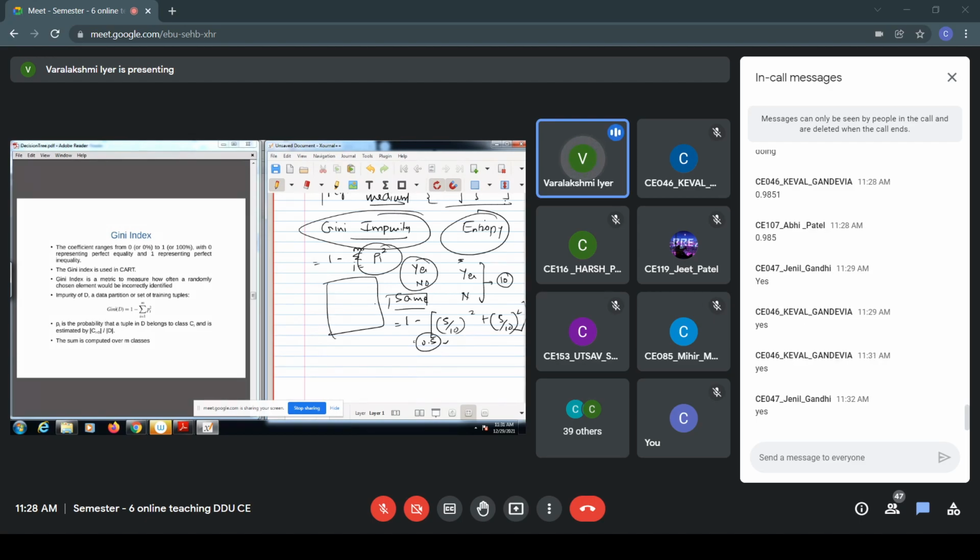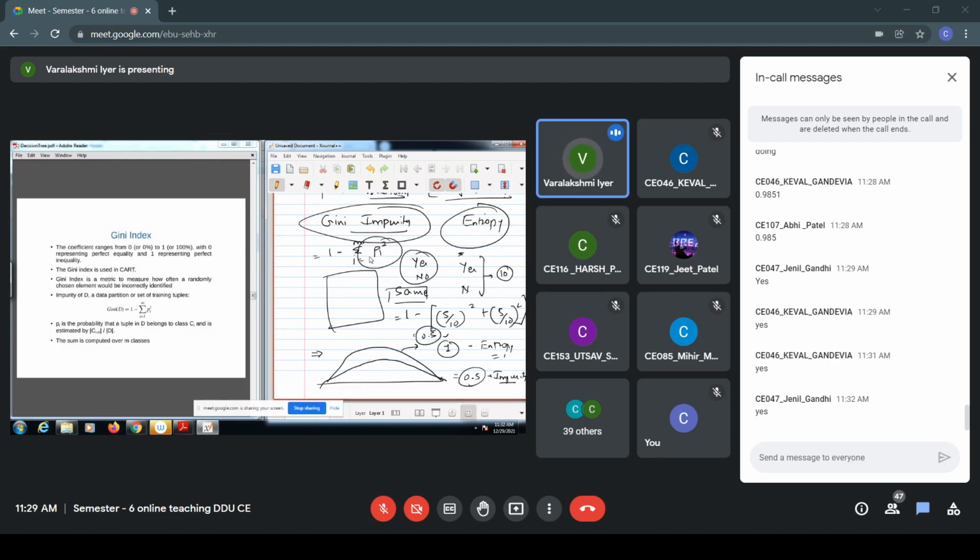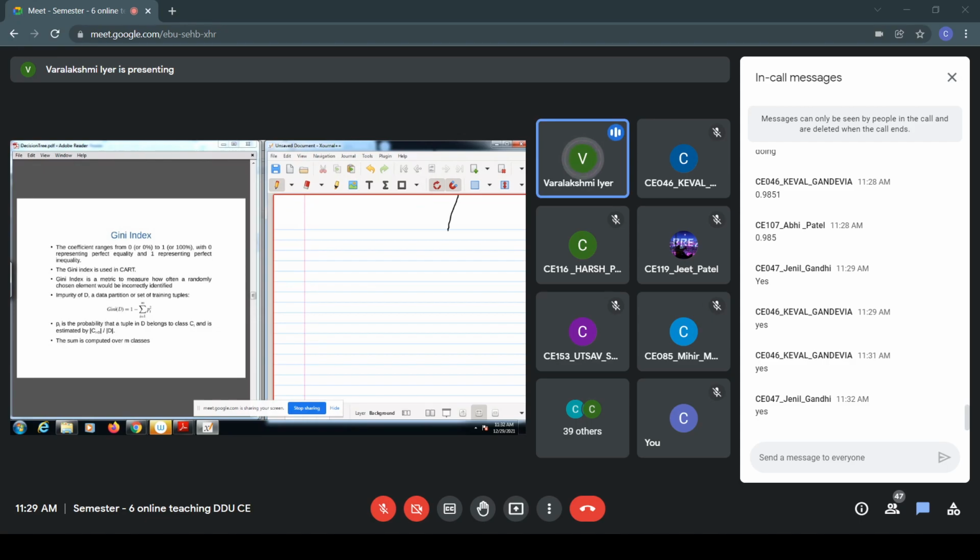Okay, so this is the formula to calculate the Gini impurity of the entire system. The only difference between Gini impurity and entropy is the maximum value. In entropy, the maximum value was 1, and in the case of Gini impurity, the maximum impurity that the system can contain is 0.5. That is the difference. Now this is the Gini impurity of the entire system.